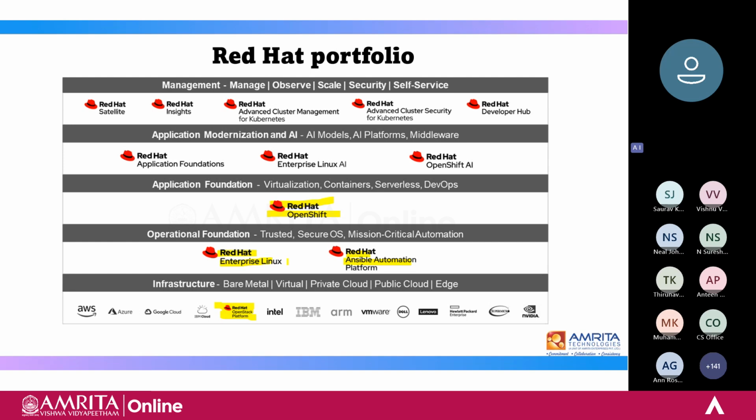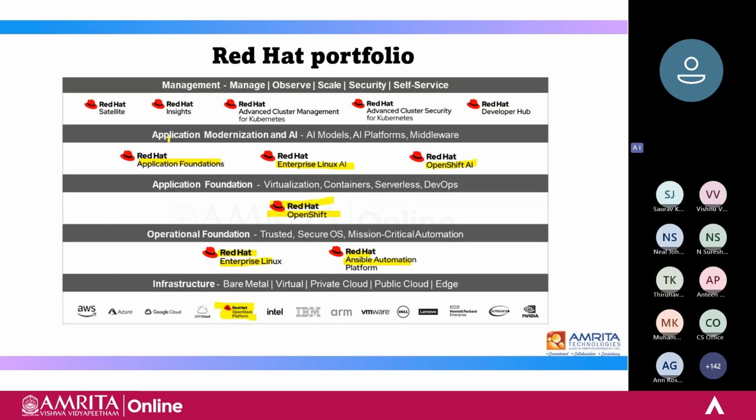And on top of OpenShift, right, you can use Enterprise Linux AI. This is the special image built to run the AI workloads. OpenShift AI is an offering from Red Hat to run your OpenShift workloads. Application Foundation, this is where your DevOps will come into picture, right?